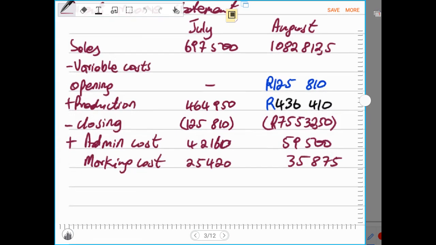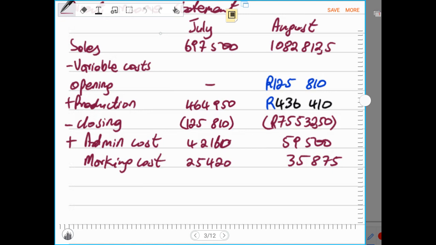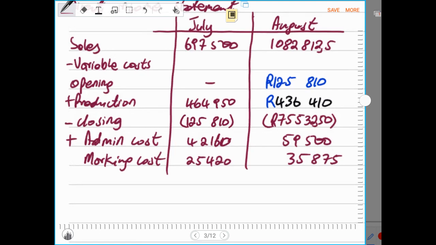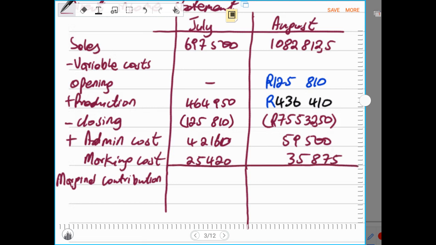So now we have calculated all that needs to be calculated with regard to variable cost. We have added everything that must be added with regard to variable cost. Then this will give us contribution. They normally call it marginal contribution. This will be a marginal contribution. Draw a line here and we draw a line here.